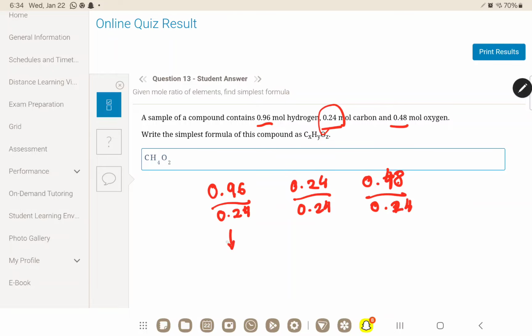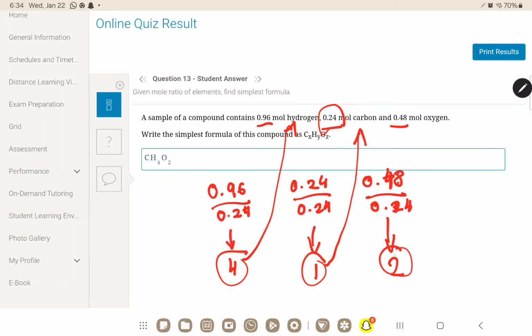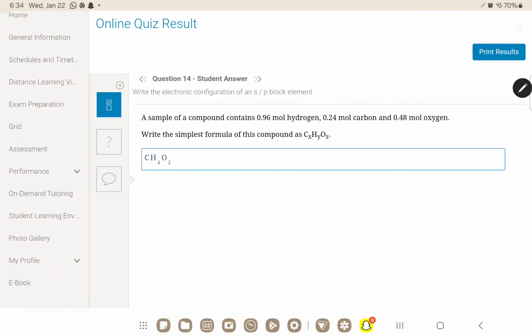Here you're gonna get the answer to be 4. Here you're gonna get 1. Here you're gonna get 2. Then you're gonna go back. The 4 and the 0.96 belongs to hydrogen. The 1 belongs to carbon, and the 2 belongs to oxygen. They want you to write it in CHO order. So the carbon has 1, so you don't write the 1. H has 4, so you write the 4 here. O has 2, you write the 2 here. And that's how you get your answer. Now, let's move on.